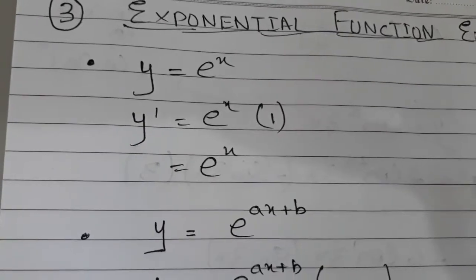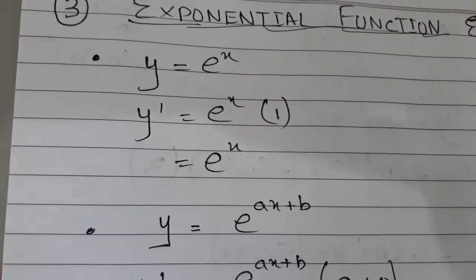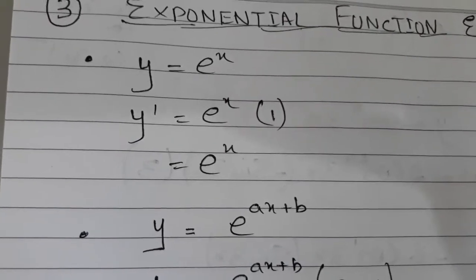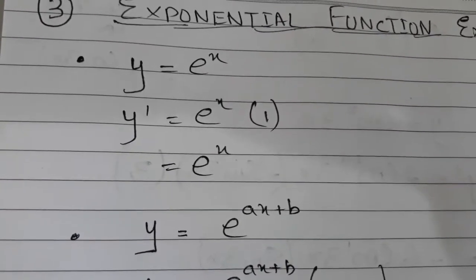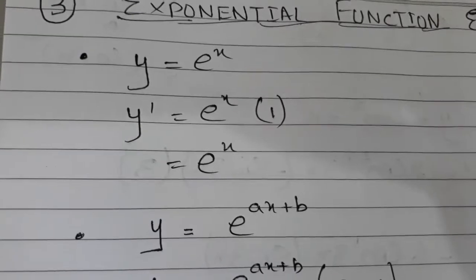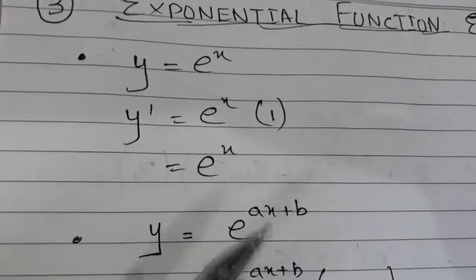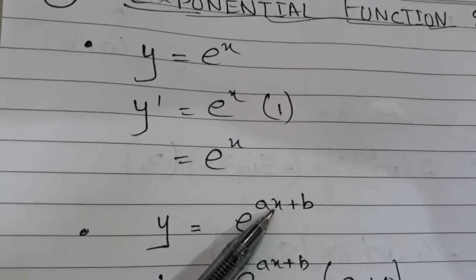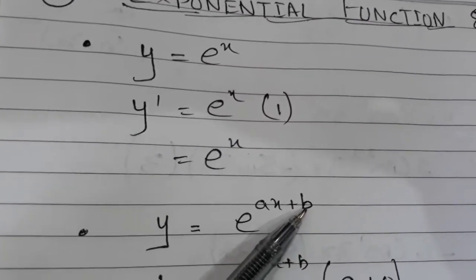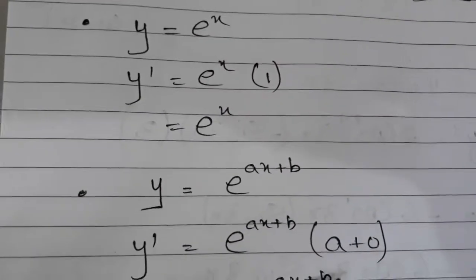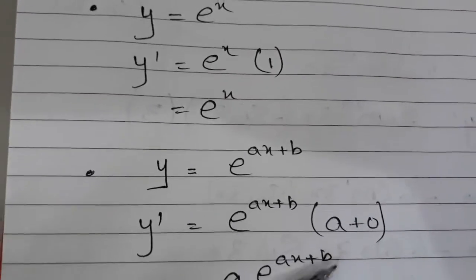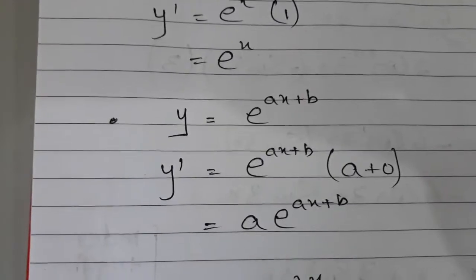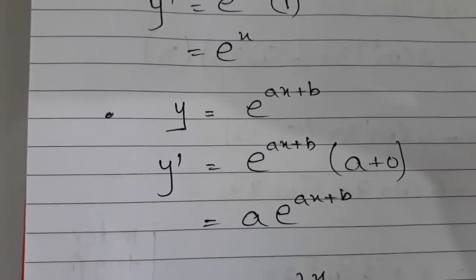First of all, the function as it is, so it will be e power (ax plus b), multiplied by the differentiation of the power. What is the differentiation of this? A, and differentiation of the constant is 0. So it will become this, right? I will just rewrite it, and this is my differentiation of exponential.